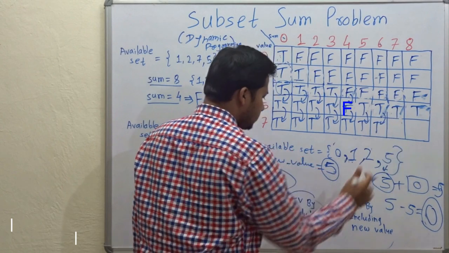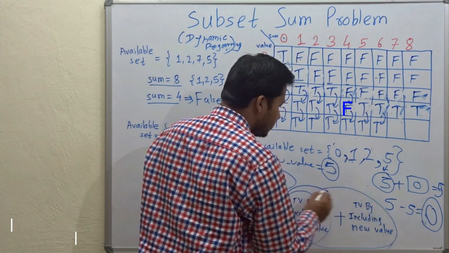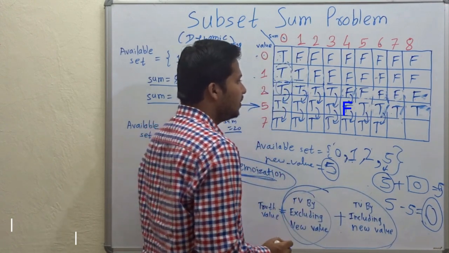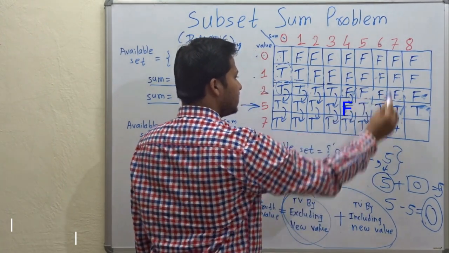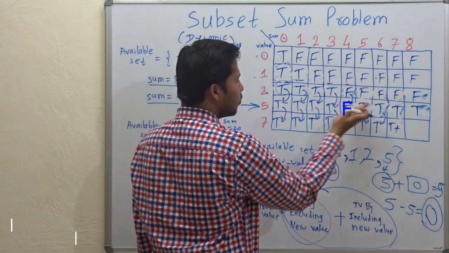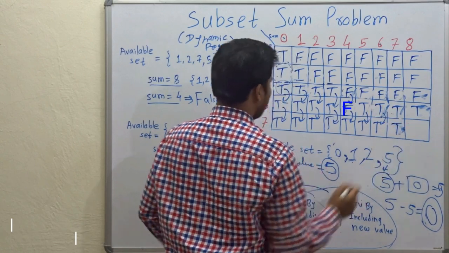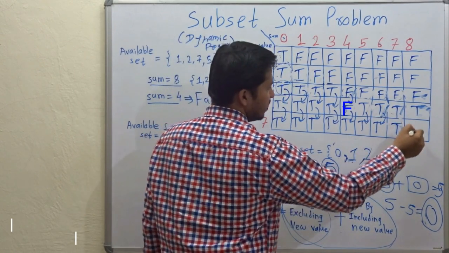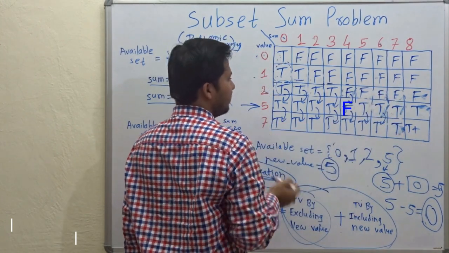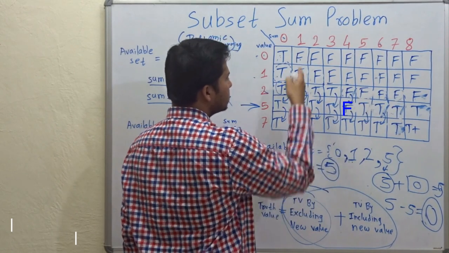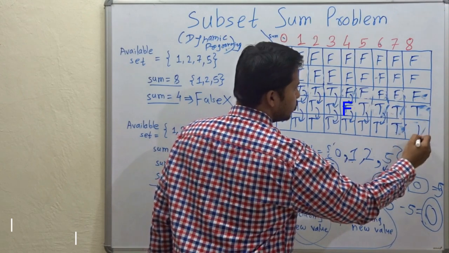So you have to follow the formula: by excluding the new value or by including the new value. Now by excluding the new value, the value from the above cell, or by including the new value, 7 minus 7 is 0. Go in the upper row, go to the 0th column, that is true. True or true is true. Okay. Now the next cell, get the value from the upper cell for excluding the new value. Then 8 minus 7 is 1. Go in the upper row, go to the first column, that value is true. So true or true is true.